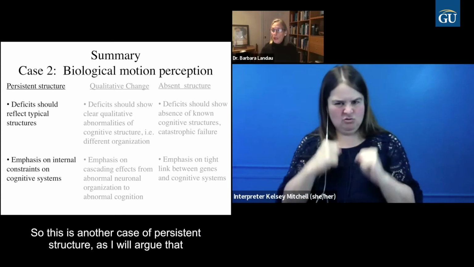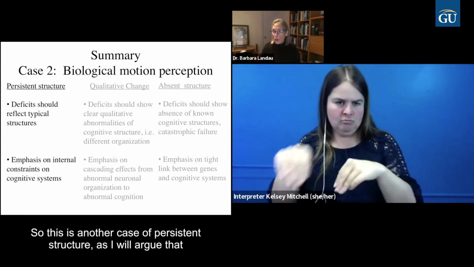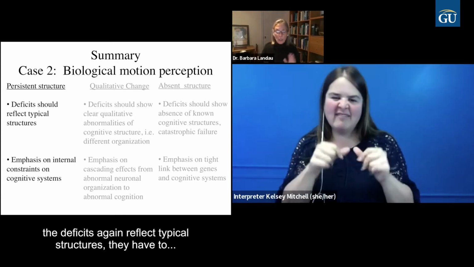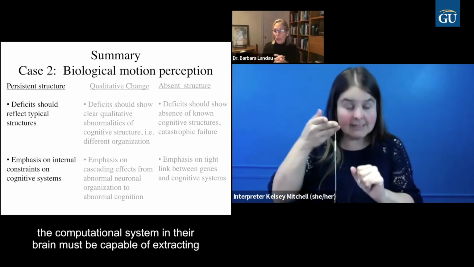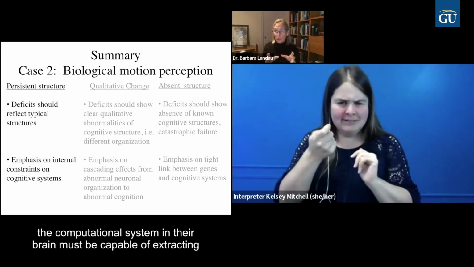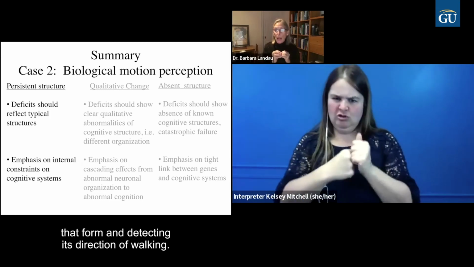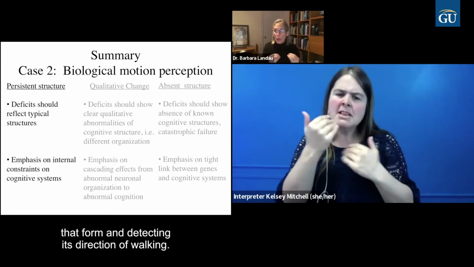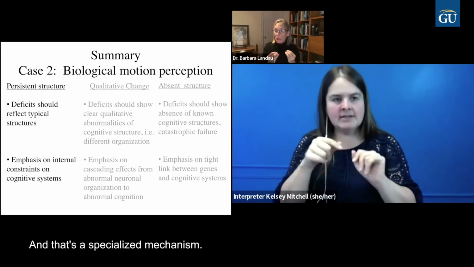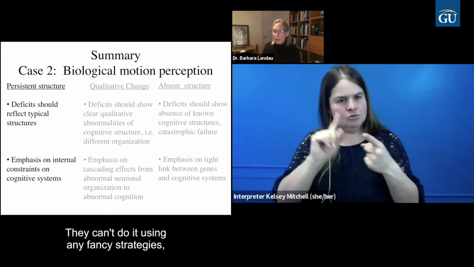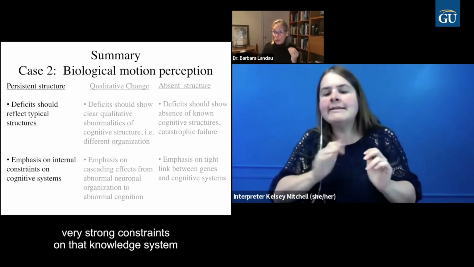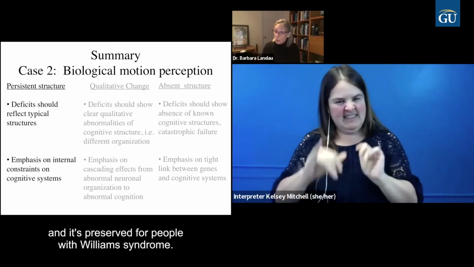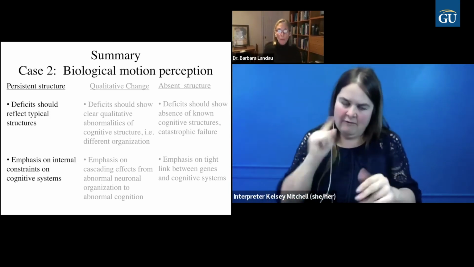So this is another case of persistent structure, as I will argue, that the deficits again reflect typical structures. The computational system in their brain must be capable of extracting that form and detecting its direction of walking. And that's a specialized mechanism. They can't do it using any fancy strategies. And so that suggests to us that there are very, very strong constraints on that knowledge system, and it's preserved for people with Williams syndrome.